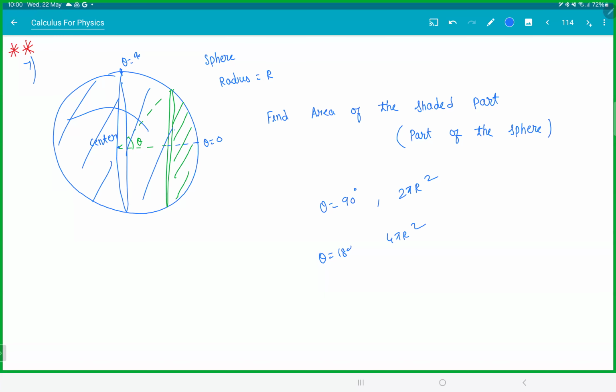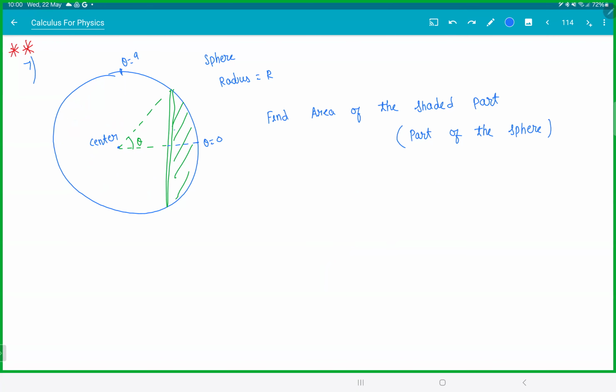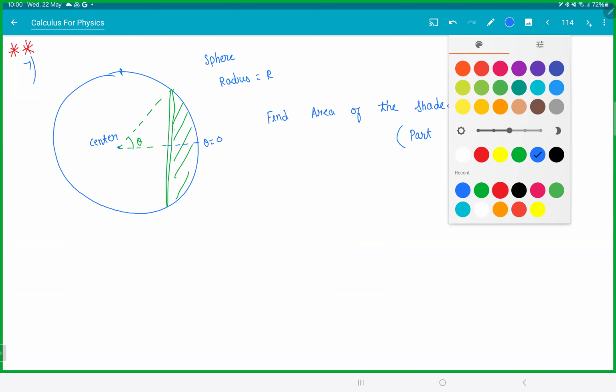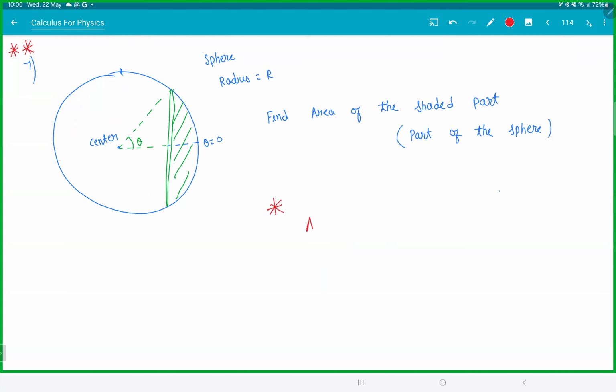Are you getting how to guess? So by putting different values of theta, I will get the areas. I know the area of a full sphere, I know the area of a hemisphere. So theta 90 gives a hemisphere and theta 180 will give you a full sphere. From there, I could guess it out. So listen, let me show you how to do this. Like I said, the result is more important. I'll write down the result.